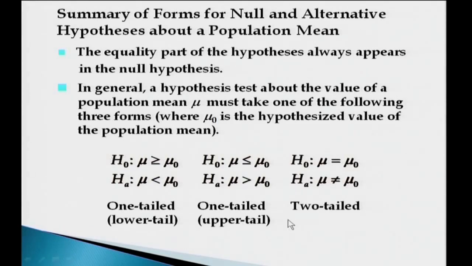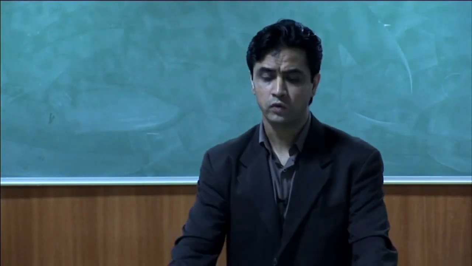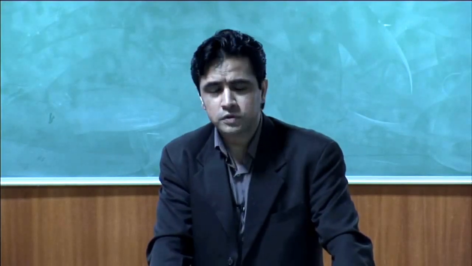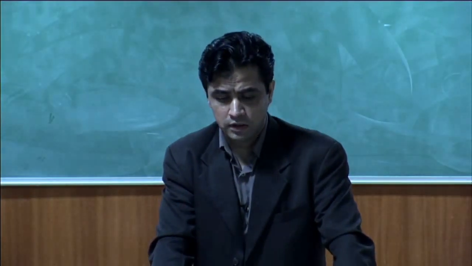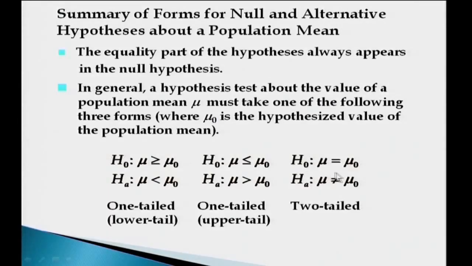Based on the alternative hypothesis we define whether our test is a two-tailed test or a one-tailed test. Two-tailed here means the rejection would be on both sides of the acceptance region. Say when we look at this two-tailed hypothesis, H naught says mu is equal to mu naught, HA says mu is not equal to mu naught.